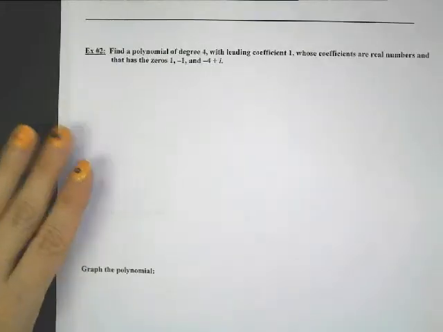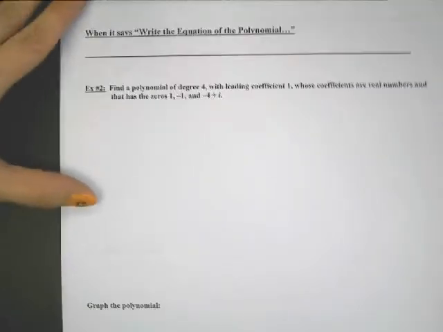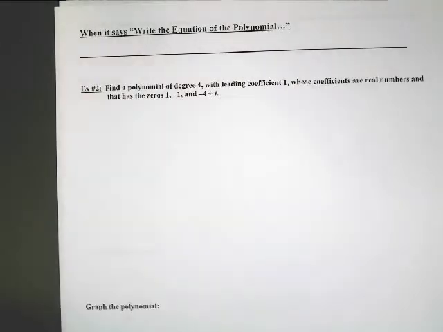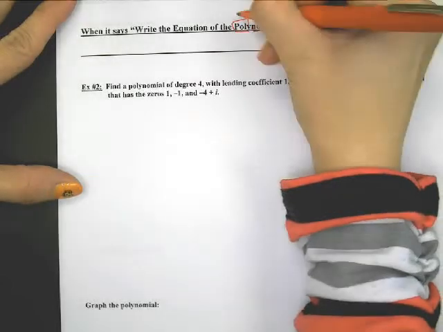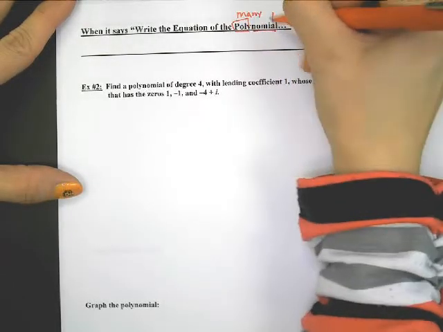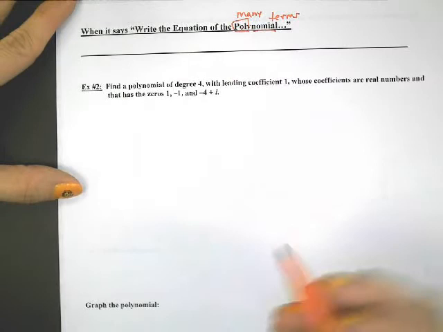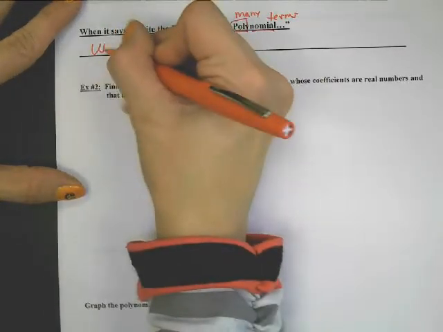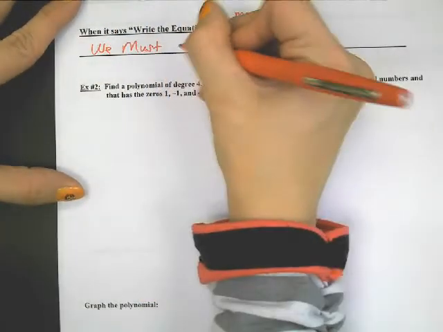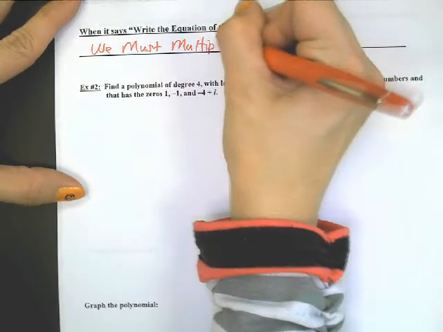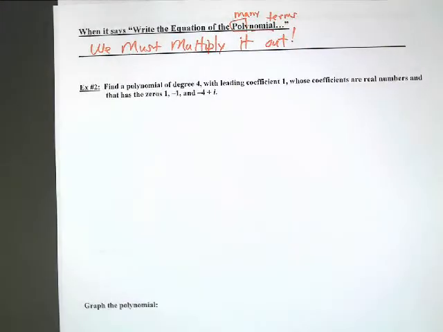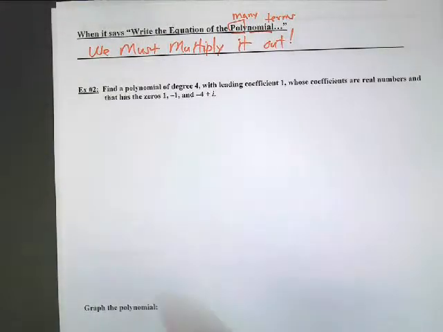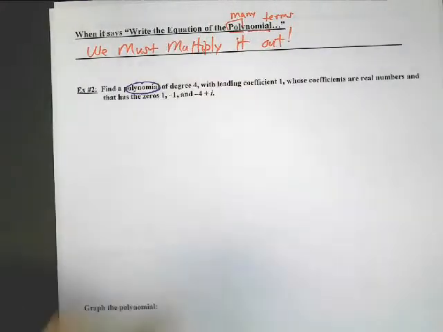Okay. When it says write the equation of the polynomial, we've been doing this since day 1. Polynomial means many terms. When it says write the equation of a polynomial, we must multiply it out. Multiply it out. There's lots of people still not multiplying, so make sure you start doing that. Find the polynomial. Okay, so this is one of those examples. We're going to have to multiply it out.